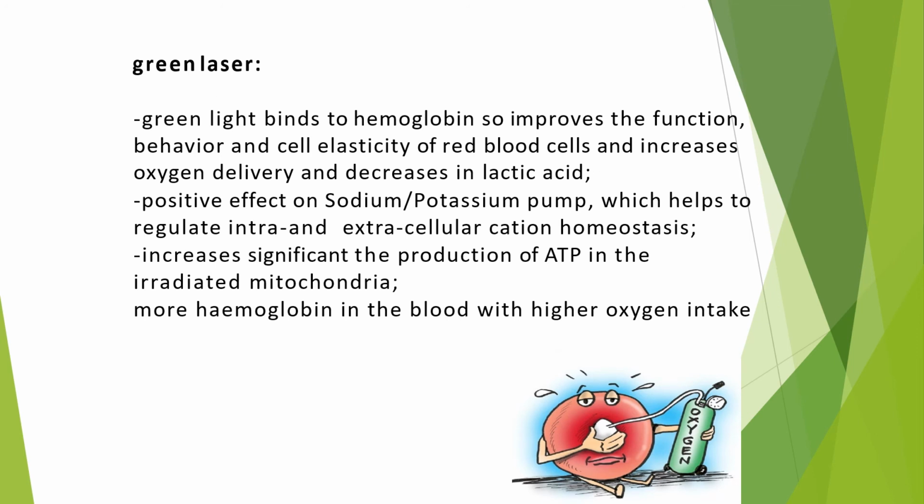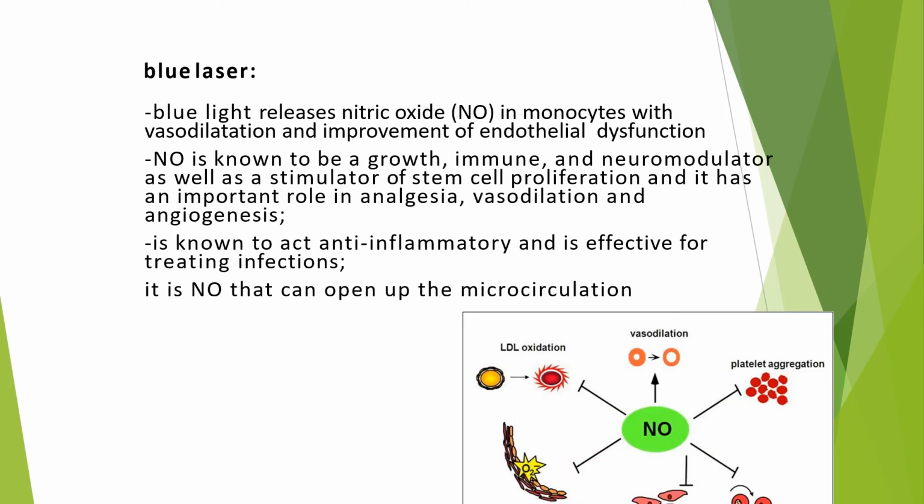Green laser. Green light binds to hemoglobin, so it improves the function, behavior, and cell elasticity of red blood cells, increases oxygen delivery, and decreases lactic acid. Positive effects on the sodium-potassium pump, which helps to regulate intra- and extracellular cation homeostasis. Significantly increases the production of ATP in the irradiated mitochondria. So, more hemoglobin in the blood with higher oxygen intake.